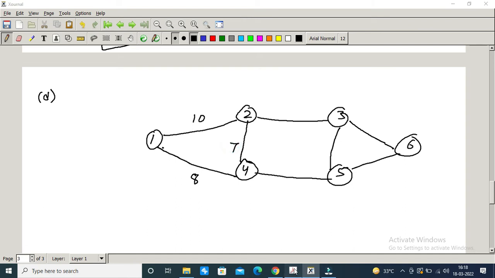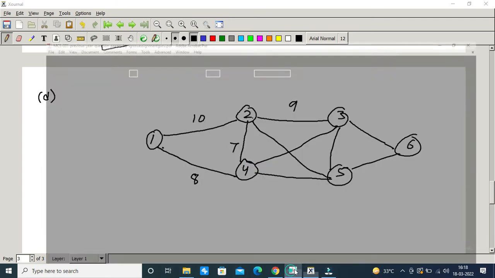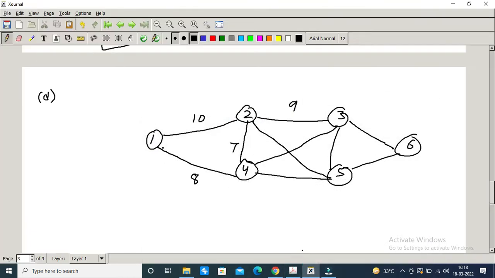Okay, now we have this 9, we have this 12, 13. Okay, let me see, 12, 13, 11. Okay, this is 12, this is 13, this is 11, this is 6, right? And this is 15 and this is 18.